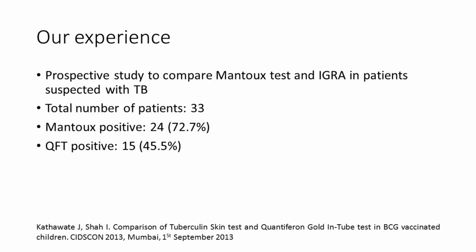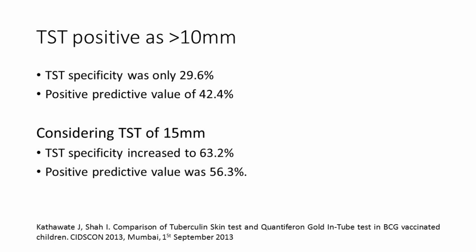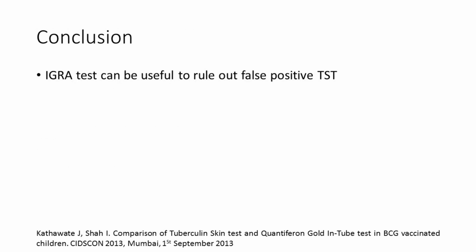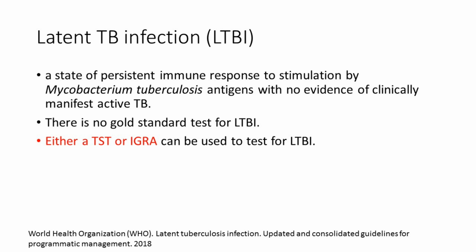These children didn't actually have TB. When we took a Mantoux cutoff of 10 millimeters, the positive predictive value of Mantoux was only 42.4%, whereas when we took a TST positive cutoff of 15 millimeters, the positive predictive value increased. So how did QuantiFERON-TB Gold help us? It helped us rule out false positive Mantoux tests. Next slide. Most important, when we are using these Mantoux tests and IGRAs, you have to be very careful how you interpret these reports in a clinical scenario. We look at latent TB.